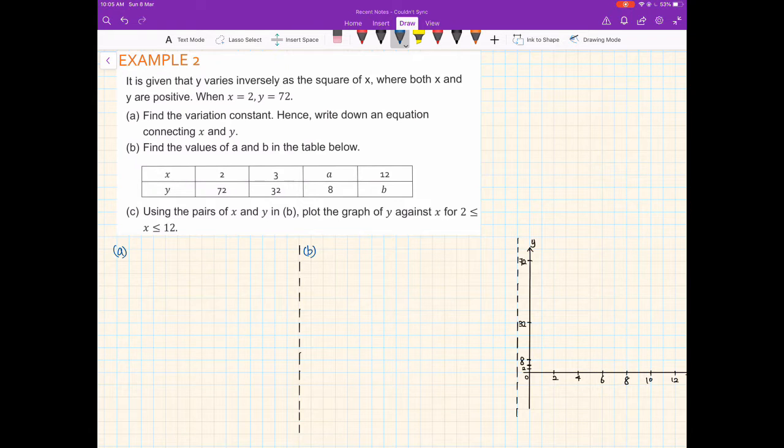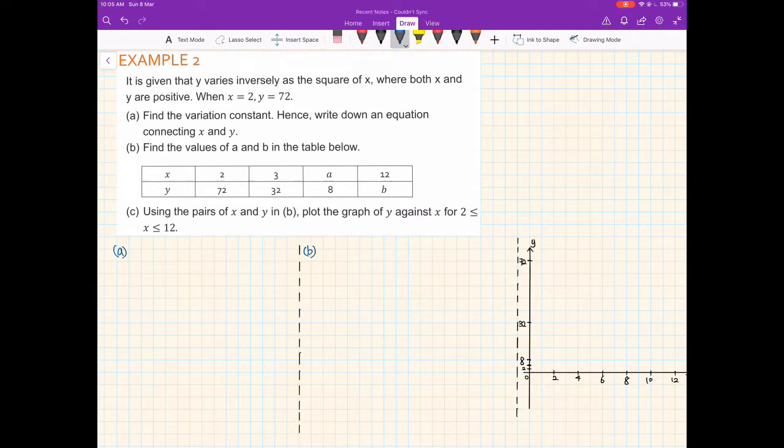Let's have a look at this question. It is given that y varies inversely as a square of x, where both x and y are positive. When x equals 2, y equals 72. A. Find the variation constant. Hence, write an equation connecting x and y.